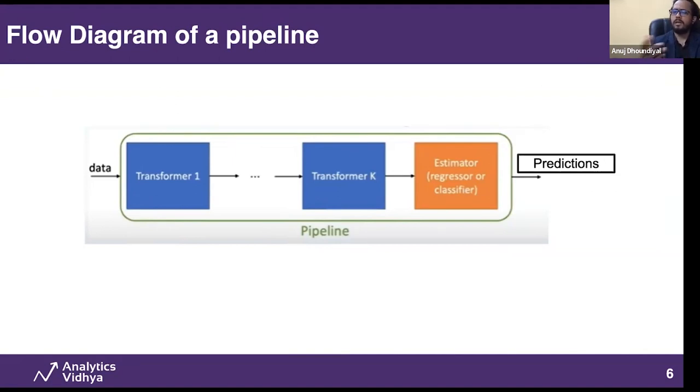So the estimator can be a regressor or a classifier. It depends on whether the use case is a regression problem statement or a classification problem statement, right? It applies that on your transformed data, and then it builds up the prediction. So the basic thing, if you try to understand, the input is a data source. The whole thing indicated in the green box is the pipeline. And then you can use the pipeline to further predict the new values that will be coming, right? So this was all about what is a pipeline and what are the various steps.